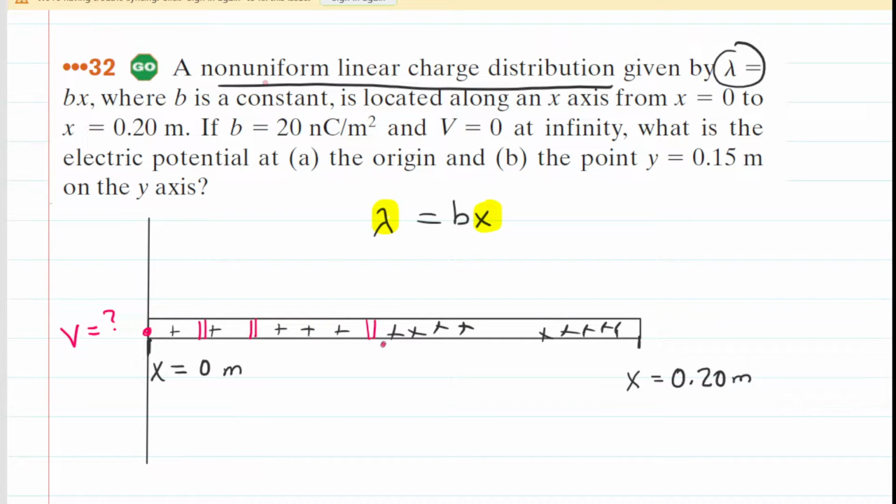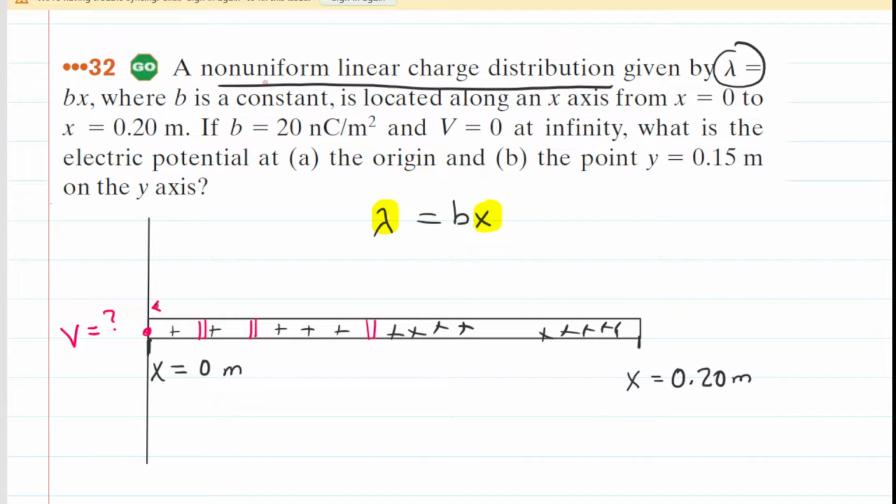So what we're going to have to do is come up with an expression for the potential contributed by one of those segments. Once we have that expression, then we can integrate across the rod. What integration does is add all of the contributions to the electric potential from those little segments of the rod. So we're going to add basically an infinite number of little charged segments to get the overall electric potential contributed at the origin.